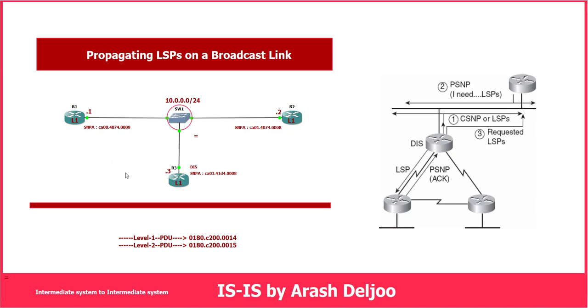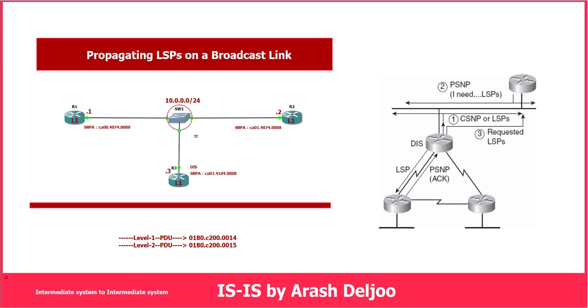Let me talk about this after some seconds, but for now, you know that when the DIS sends the CSNP at regular intervals of 10 seconds, every other router receives this CSNP, and if they need the detail of that CSNP, they can send a PSNP. This means that I need the LSPs, and after that the DIS can, for example, send the actual requested LSPs to the network. This means that we are using the DIS for synchronizing the broadcast segment.